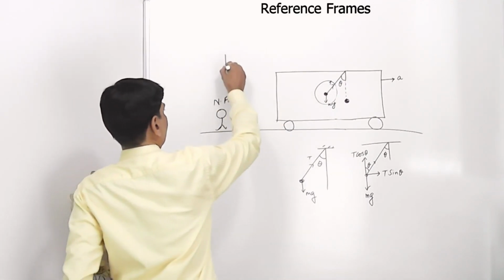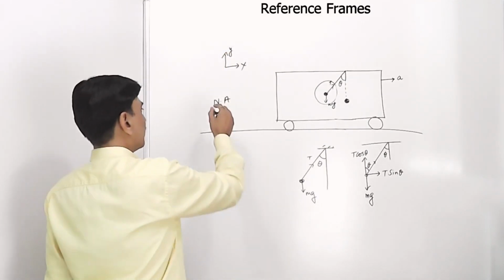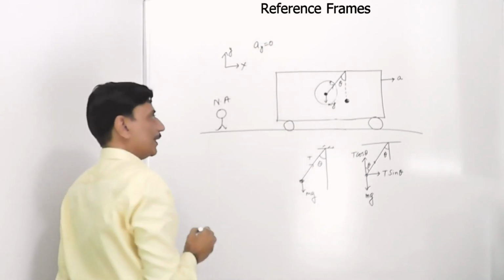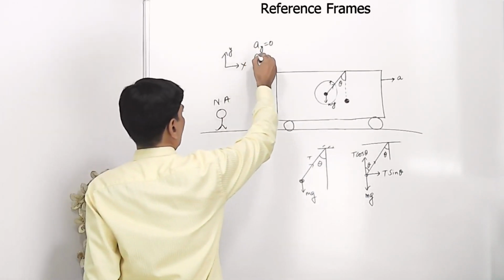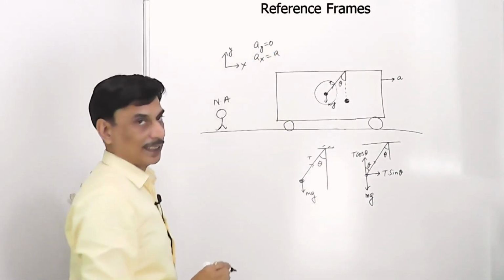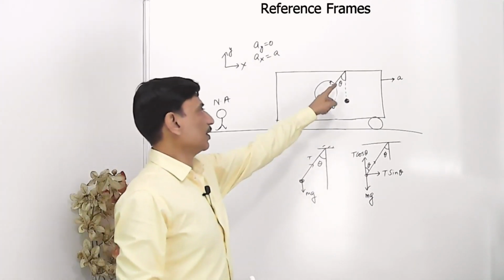If we take two axes, x-axis and y-axis, this person observes that the acceleration along the y-axis is equal to 0, and the acceleration along the x-axis is equal to a, the same as that of the car. We have to find the value of theta.